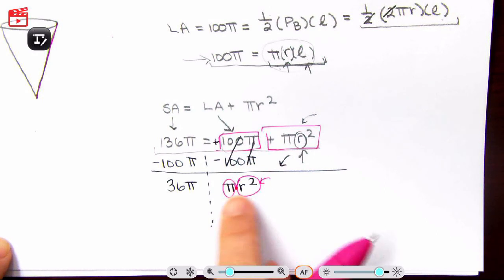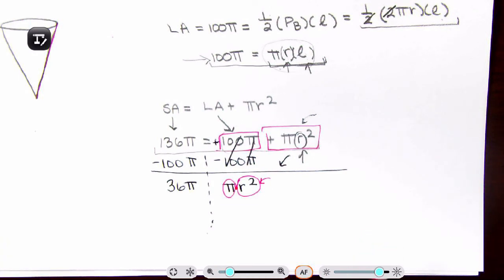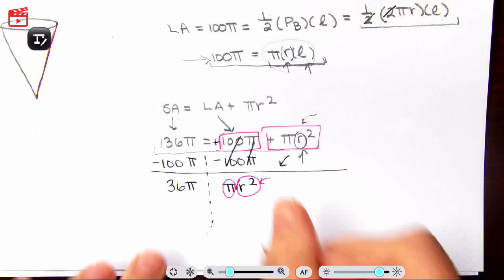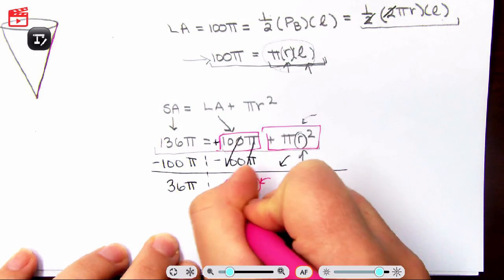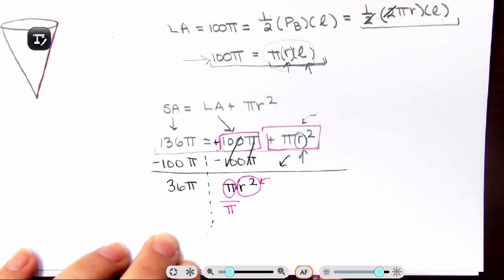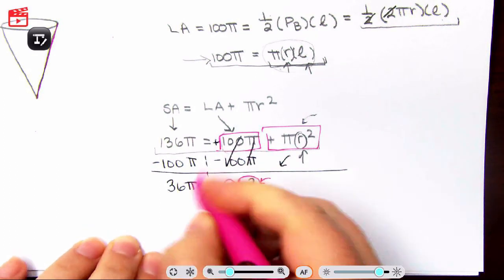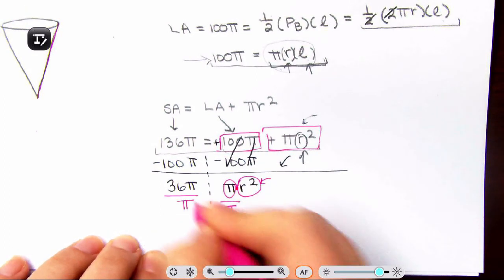But how are these two bubbles attached? They're right next to each other. There's no symbol in between. But since two things are right next to each other, that means we have multiplication. What is the opposite of multiplication? Division. So I'm going to divide by what I don't want. I want to get rid of this pi because I want this bubble to be by itself. I'm going to divide by pi.